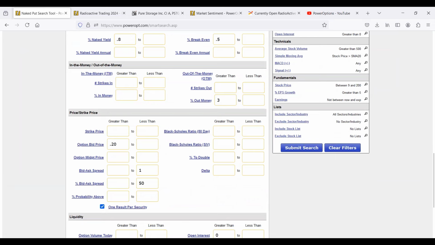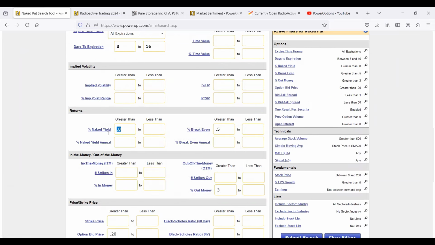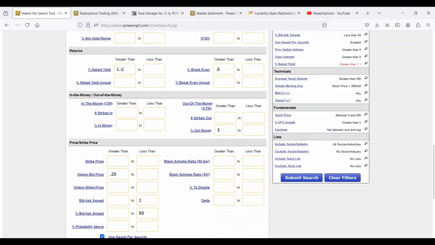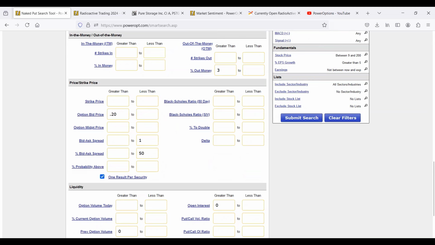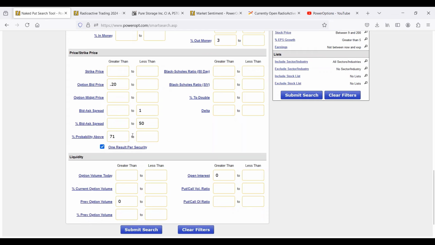Okay. Let's up that. Let's make that subtle change. What are my targets? What are Vassili's targets? We want a 1.1 minimum percent yield for 2 weeks on these types of stocks, we're seeing that are giving a good return. We're seeing quality companies in there. And I want that probability above, let's just put it at 71% or 70%.